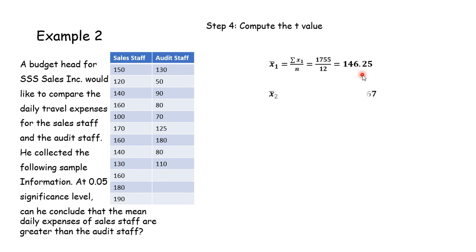Okay? For the second sample mean, for the audit staff, add lang natin lahat ng meron po tayong information. And ang answer po is 915. Divided natin yan sa number of value na meron tayo, which is 9. Ang answer po na makukuha is 101.67.